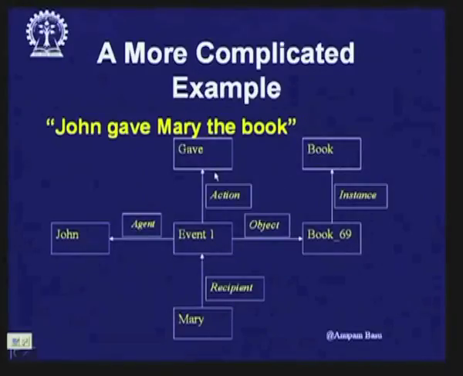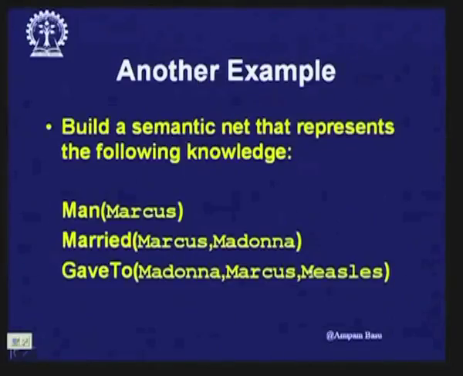Now, here we have got all these entities: event, John, Mary, book 69. Book is a class, giving is a class, these are concepts, concept of giving. I could have written over here giving also, but this particular node is gave because its tense is past, which is a type of giving where the tense is past, etc. I can make it more detailed. So, this is one example.